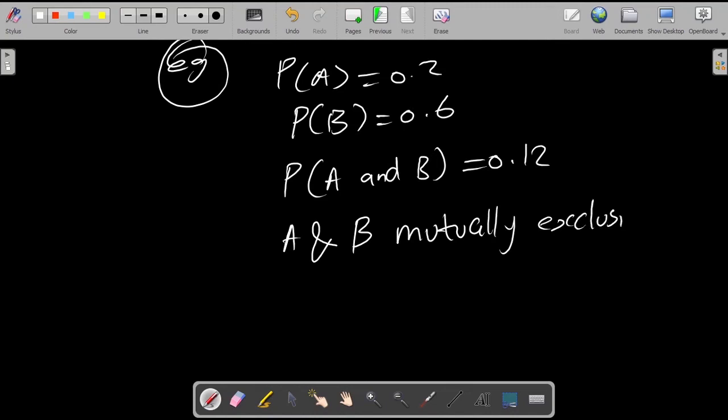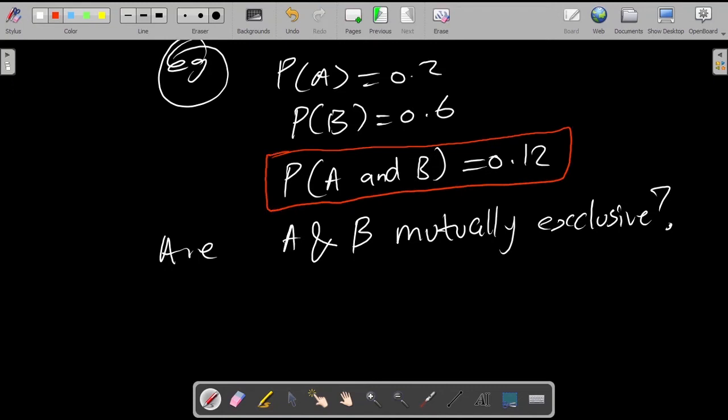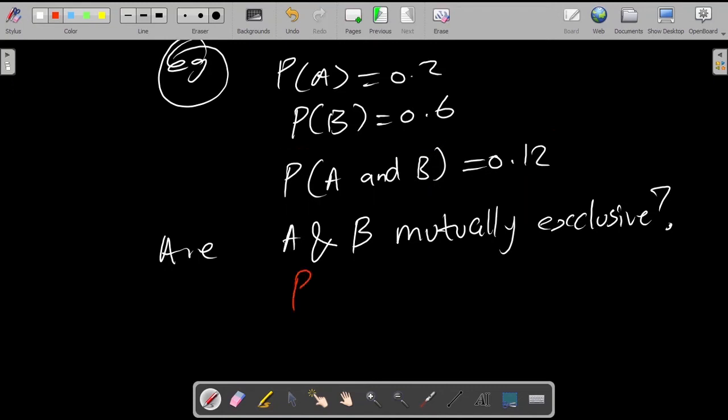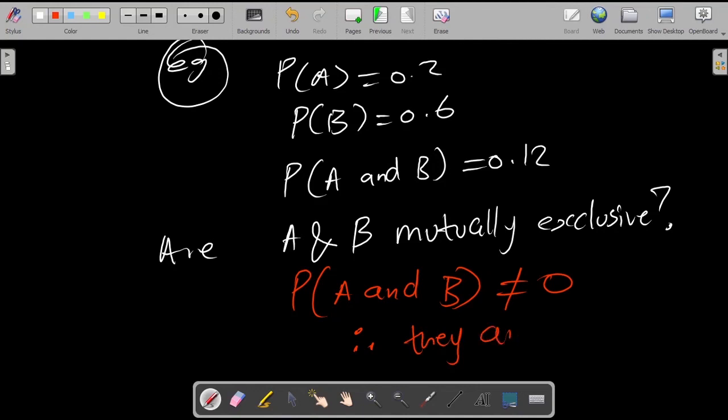To answer the question, obviously you have to understand what the term mutually exclusive means. It basically means that A and B can't happen at the same time. But if you have a probability for them happening at the same time, then you know that they're not mutually exclusive. Because if A and B were mutually exclusive, then the intersection should be equal to 0. But in this case, the probability of A and B happening is not equal to 0, and therefore they are not mutually exclusive.